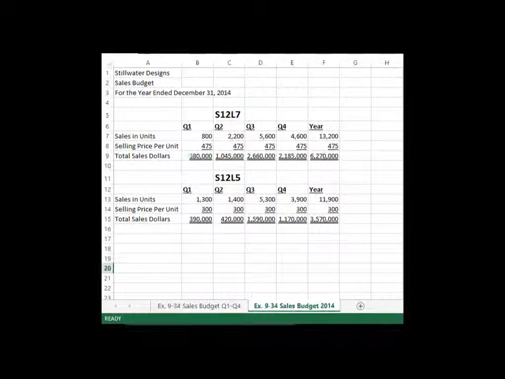So the same thing applies here. You multiply sales in units by the selling price per unit to get the total, even for the year, because, as you recall, the selling price per unit remains the same. Likewise, for S12L5, you have the sales in units respectively, the sum, and also the unique selling price per unit, and the total on the bottom line.